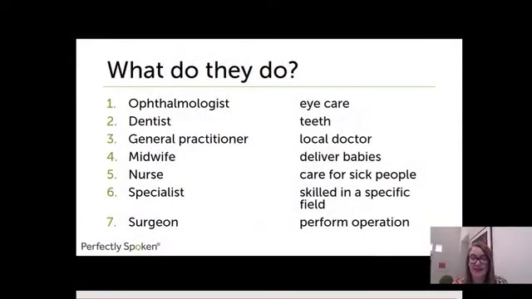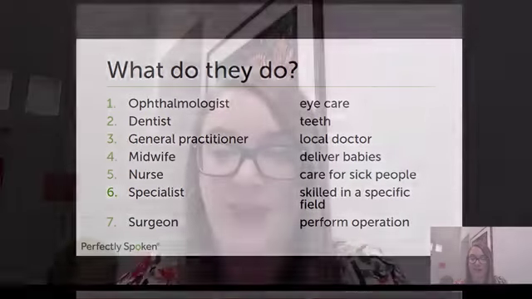Number 2 is dentist. I think we know this. This is connected to your teeth. Number 3 is a general practitioner. Now, we often abbreviate this to GP. It's a long word. General practitioner, we say GP, and this is simply your local doctor. So when you feel unwell, you're not quite sure, maybe you have a heavy cold or you're not feeling yourself, you go to the doctor. This is a GP, your local doctor.